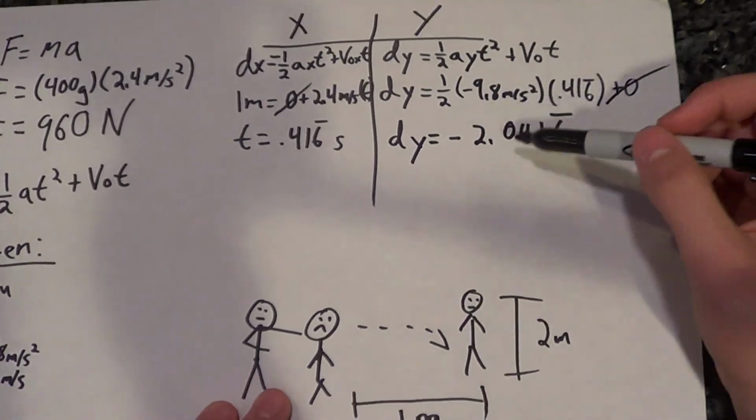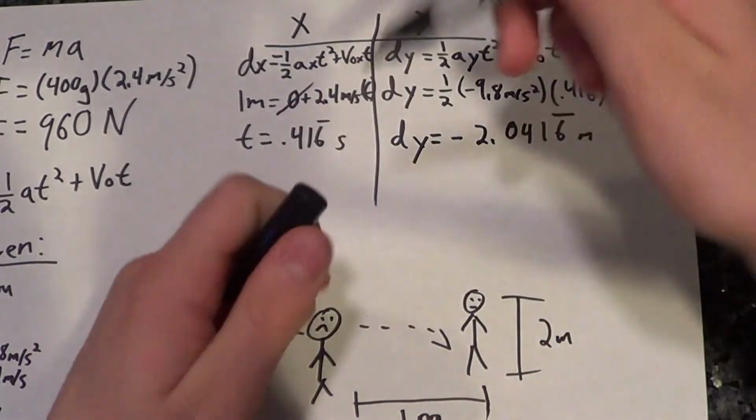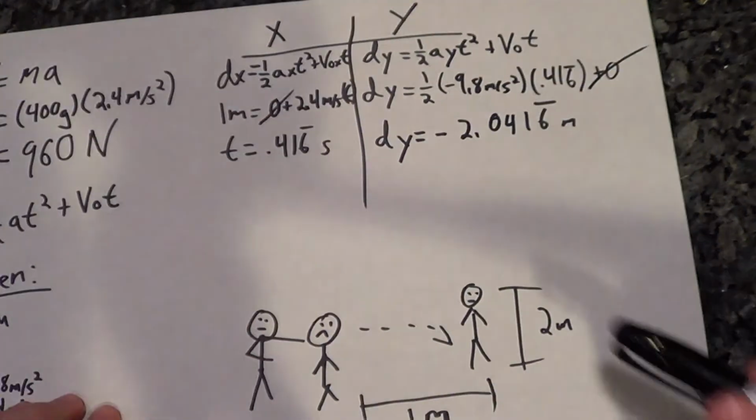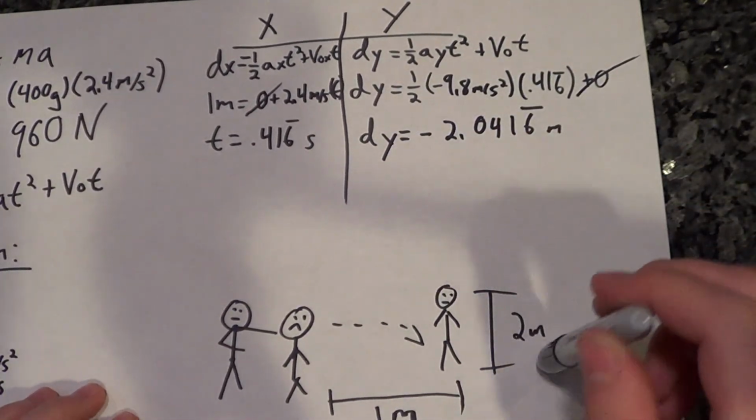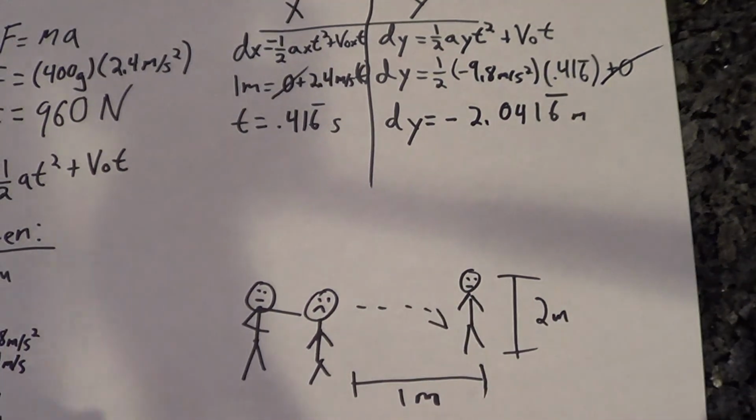Now, since that is a distance less than negative 2 meters, that means it falls more than 2 meters in the time that it takes to cover 1 meter. Therefore, he does not crash into the person.